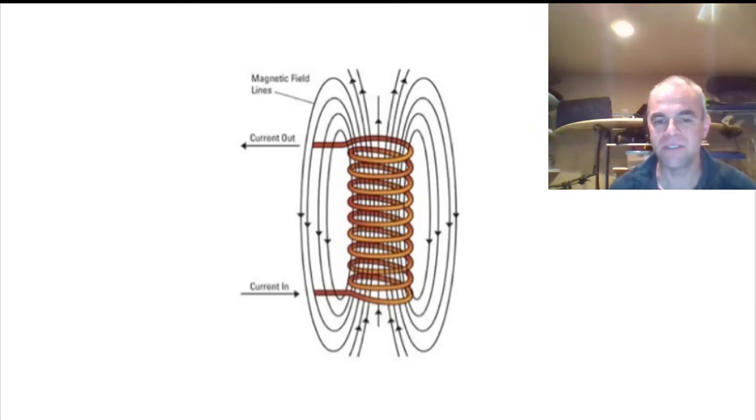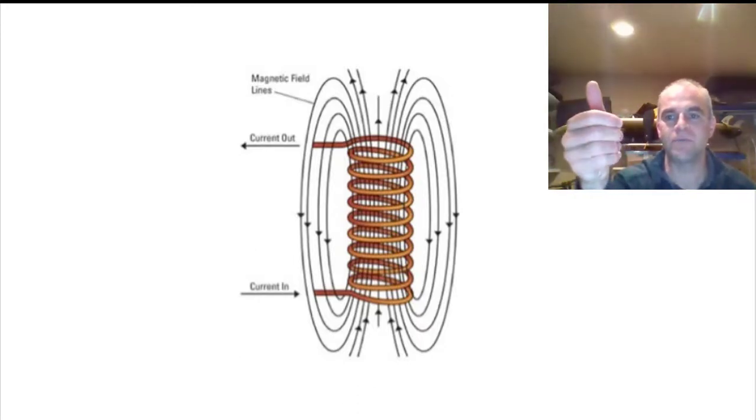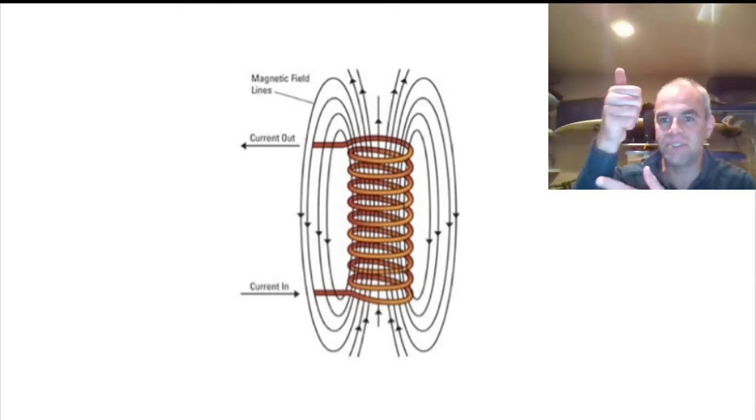It's the coil of wire, as I talked about. You can see the current going in, the current going out. If you use the right-hand rule and wrap your fingers in the direction that the current would go, your thumb would point up. That's the side of the coil where there would be what we call a north pole. The bottom of the coil, the opposite side of the thumb, would be the south pole.